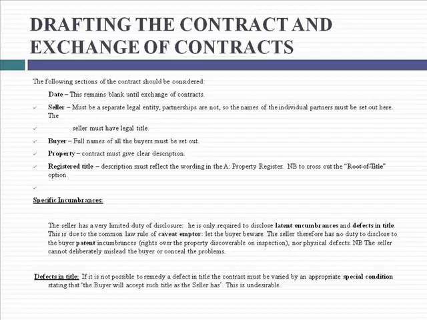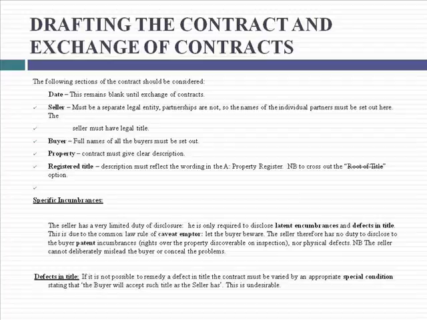The following sections of the contract should be considered. Date. This remains blank until exchange of contracts. Seller. Must be a separate legal entity. Partnerships are not, so the names of the individual partners must be set out here. The seller must have legal title. Buyer. Full names of all the buyers must be set out.